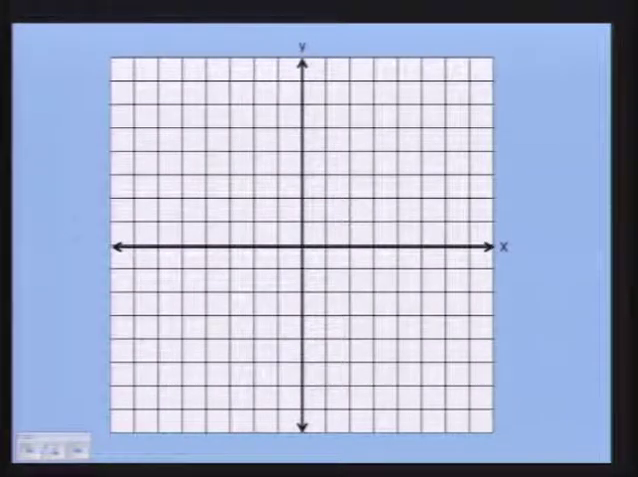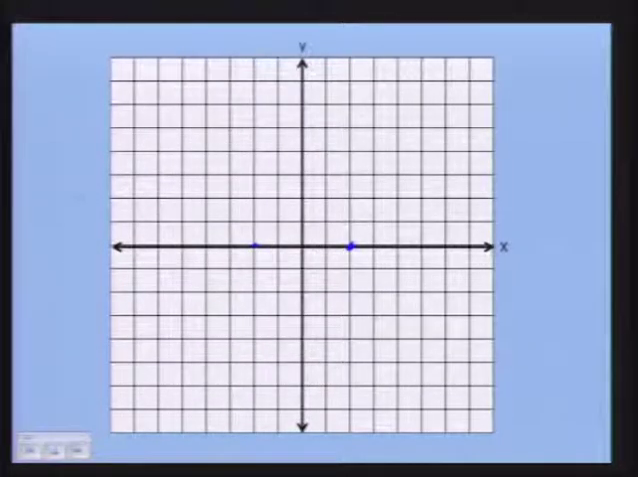So let's graph what we have. We have 2 and 0 for intercepts, negative 2 and 0, rather. Okay, so we have our x-intercepts graphed.